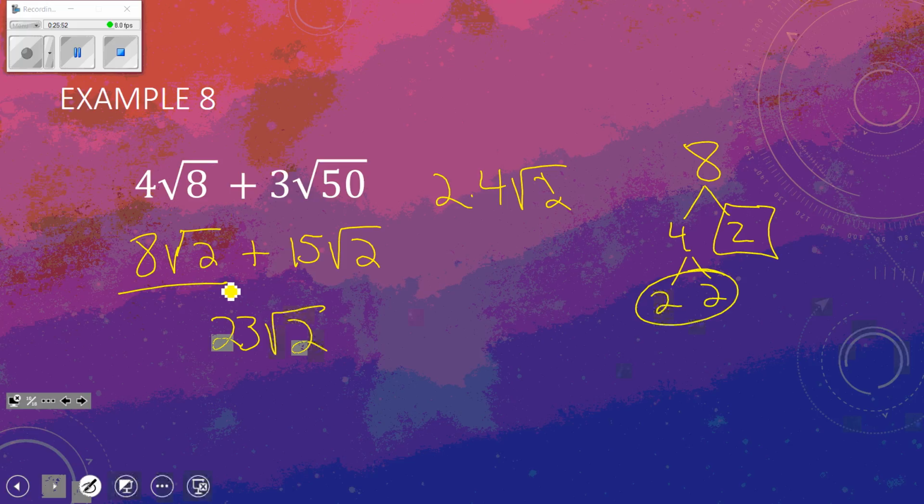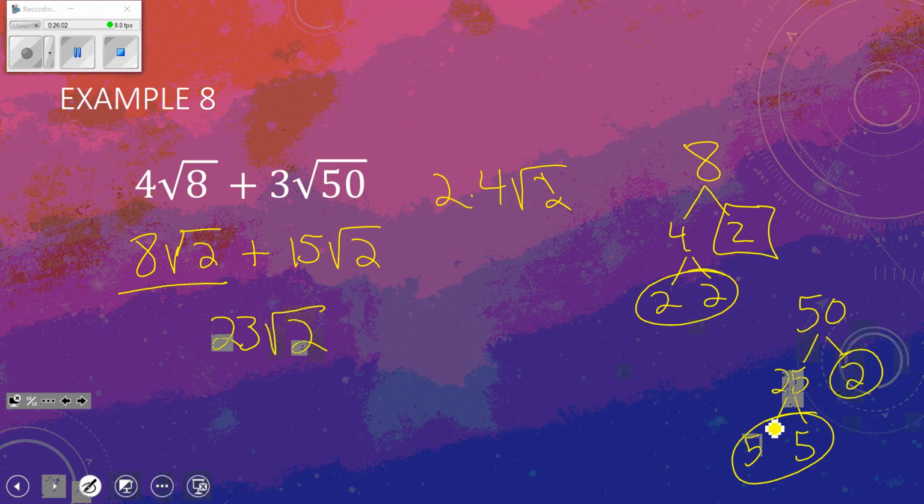When I take 50 and break it down into 25 and 2, and then a pair of 5's. So I've got a 5 on the outside. And I've also got this 3 on the outside, and then I've got the 2 left on the inside. So when I times the 5 and the 3, that's going to make 15 times the square root of 2. And then you just add them together, okay? Does that help out a little bit?